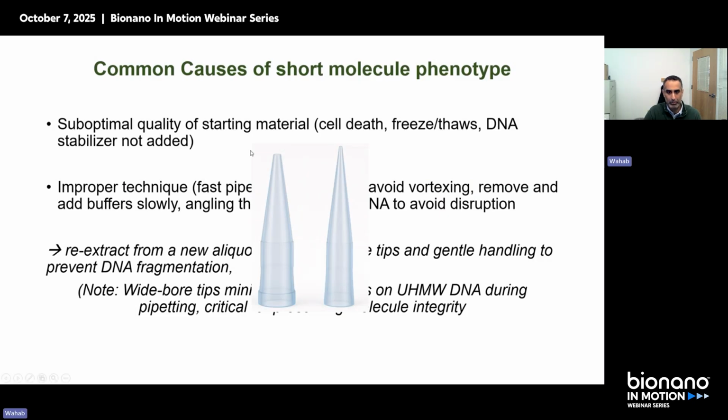The wide bore tip is important to use, and you can get these from local vendors in your areas.